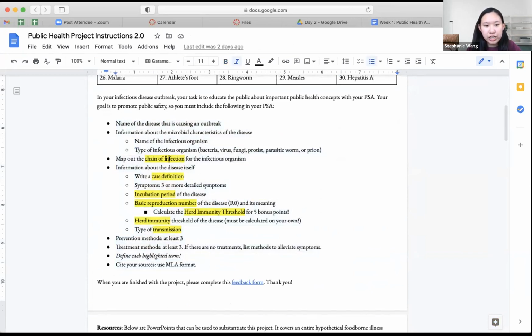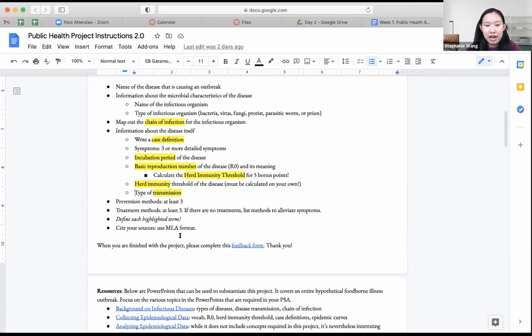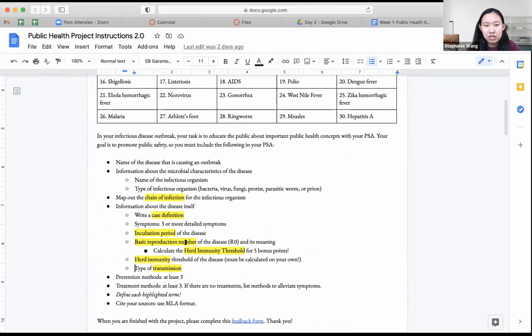So things like chain of infection, case definition, incubation period, basic reproduction number, herd immunity threshold, herd immunity, and the type of transmission. Don't worry, I'm going to be going over each one of those terms, so you're not going to be out of the blue. And then after that, you can just make the graphic.